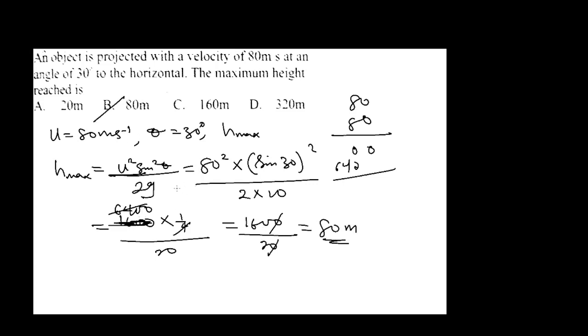So I believe you understand this now. Please be careful of this. Don't square 30, please. You have to square the result of sine 30, not square 30 itself.